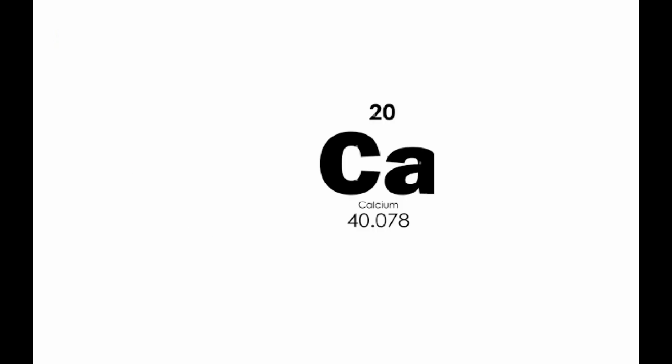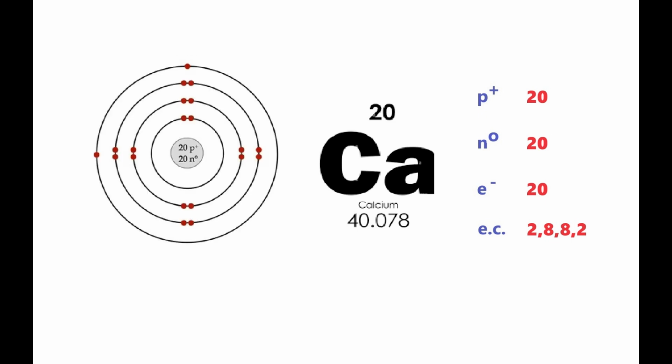Then we're going to get on to element number 20, calcium, 20, 40. So the number of protons is 20. The number of neutrons is 40 minus 20, which is 20. The number of electrons for this uncharged atom is 20. And the electron configuration is 2, 8, 8, 2. So if we look at the diagram, we've got 20 protons and 20 neutrons in the nucleus. And then we've got 2 electrons in the first shell, 8 electrons in the second shell, 8 electrons in the third shell, and 2 electrons in the fourth shell.